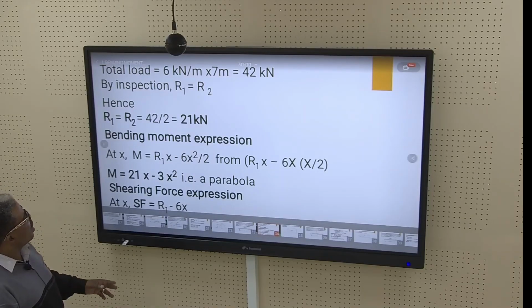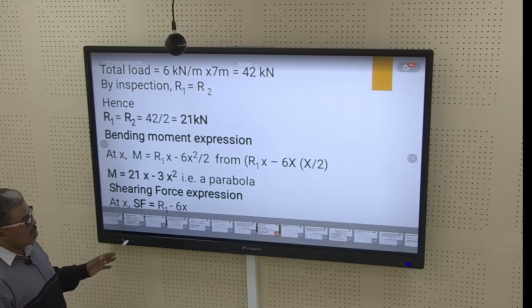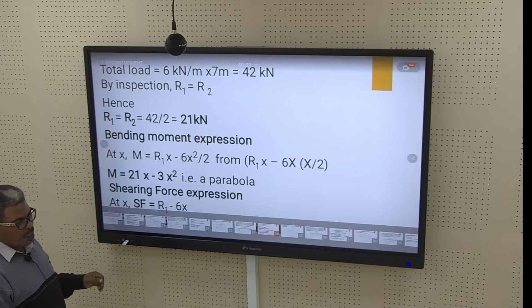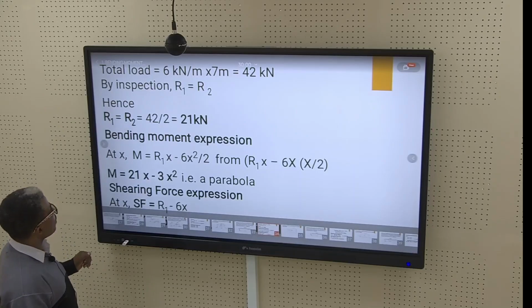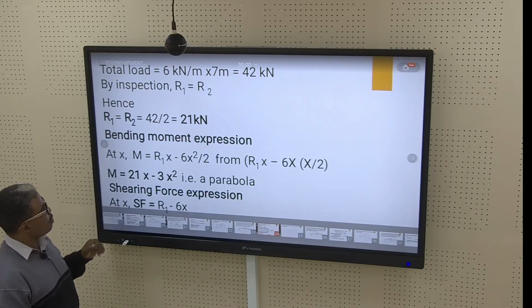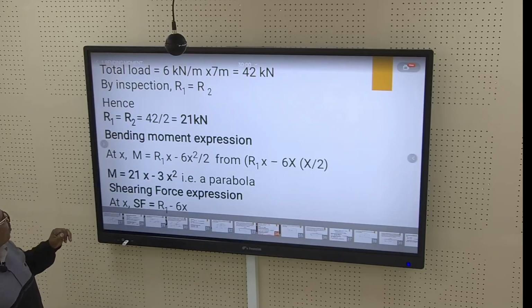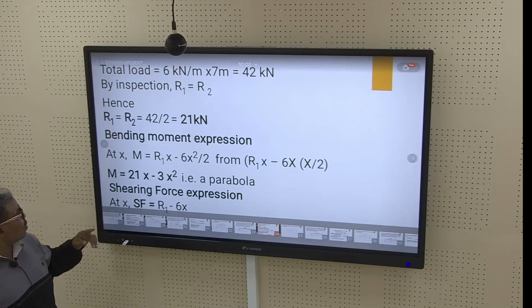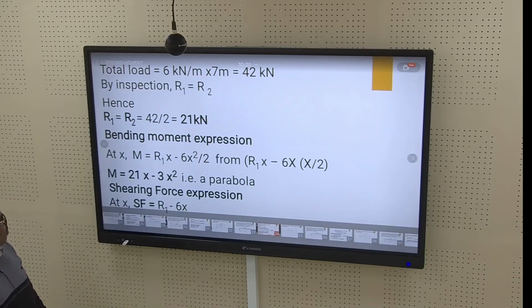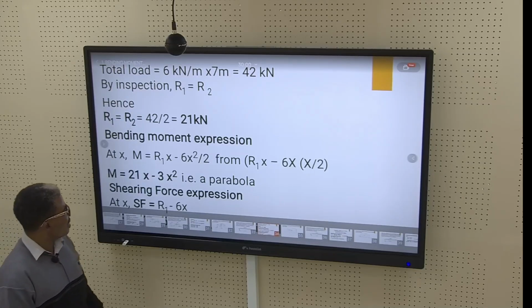By inspection, R1 should be equal to R2. The supports are equally spaced. That's why R1 and R2 will be equal. So R1 is equal to R2, but the total amount for this beam is 42 kilonewton. We have to divide equally for R1 and R2. It becomes 21. So the bending moment expression for this case, being at x, bending moment will be R1 times x, the total distance, minus 6x squared over 2.